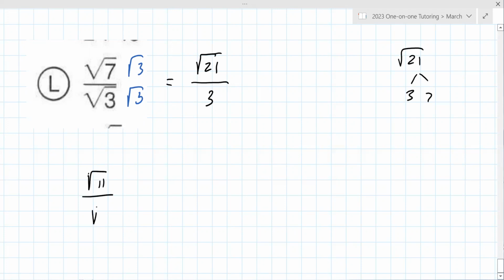So let's have you try this one here. How about the square root of 11 over the square root of 5? It's really similar to the one above it. Give that a try, please. I got the square root of 55 over 5.